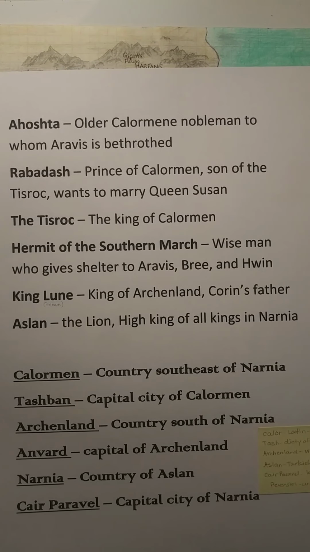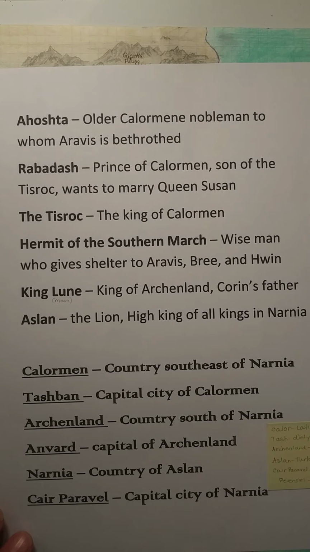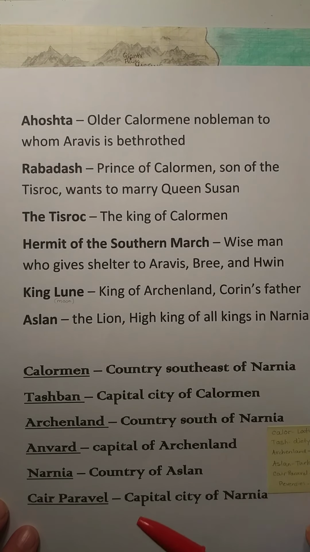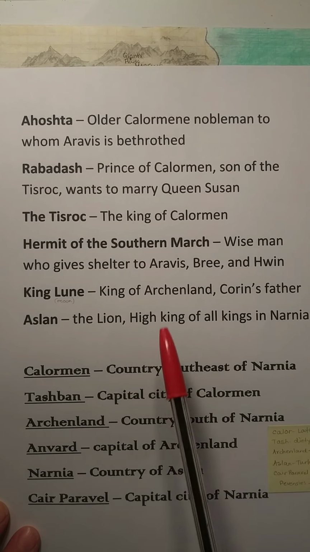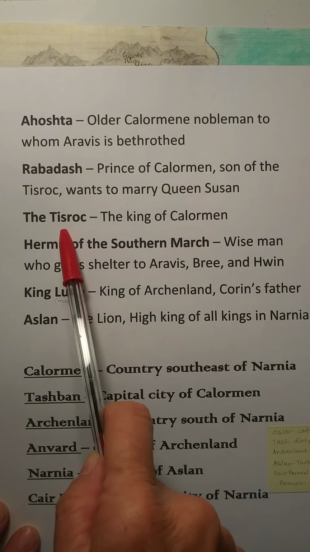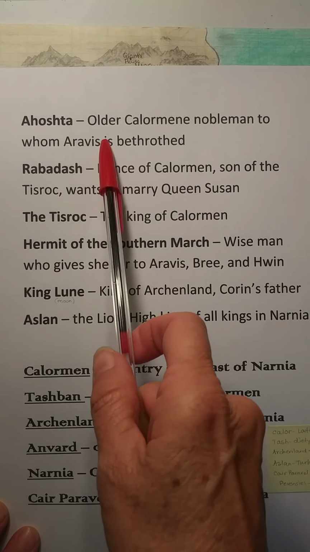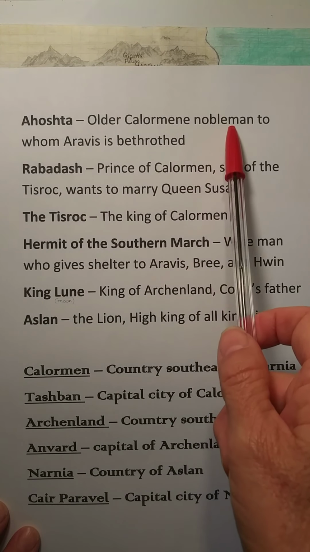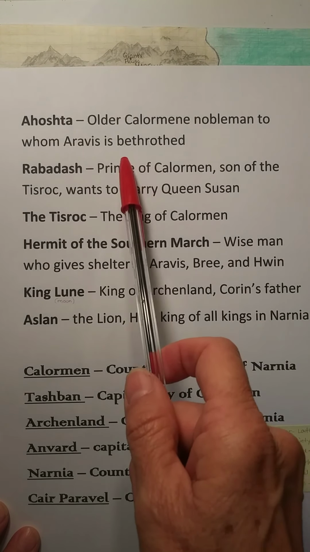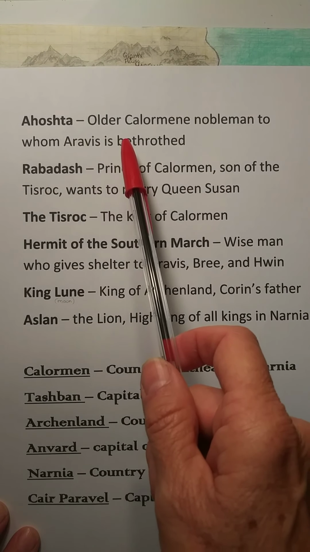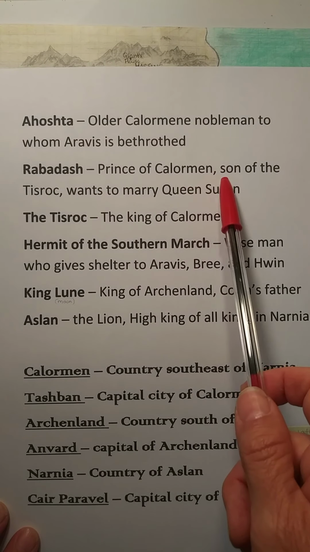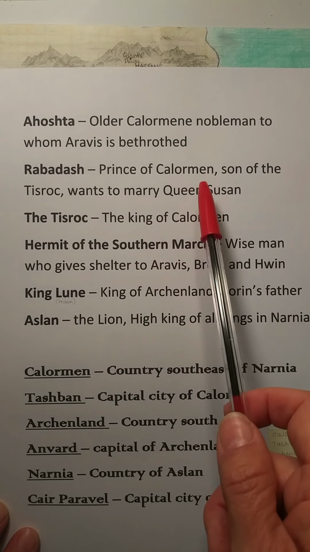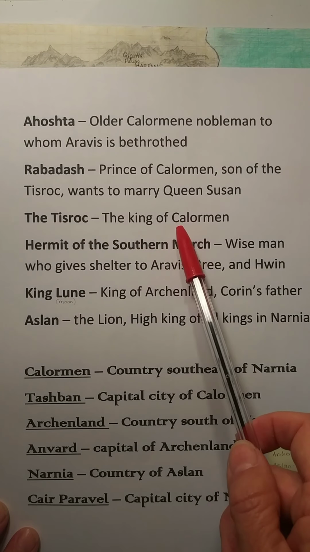Then we have Ahashta. Ahashta is the older Calormene noble to whom Erebus is betrothed. And we saw him for the first time in the chapter where Erebus and Lazarine were hiding behind the couch, and Ahashta and Rabidash and the Tisroc came in and had their discussion. But it described him as being old and wizened. So, and she doesn't want anything to do with him, and that's why she's trying to escape. Then we have Rabidash. He is the prince of Calormen, son of the Tisroc, who wants to marry Queen Susan. The Tisroc, of course, is the king of Calormen.